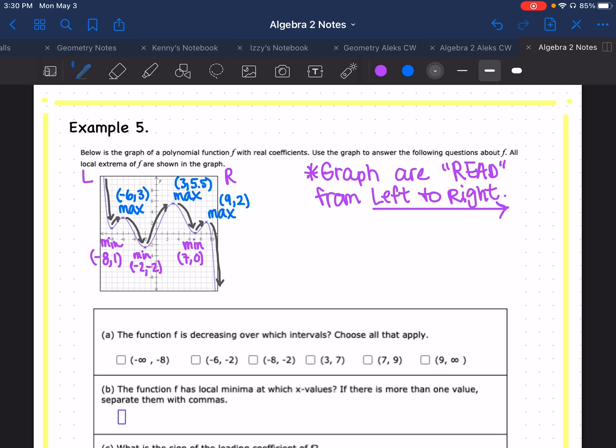Okay, this is infinity over here. Oop. That's not the symbol for infinity. This is the symbol. This one is negative infinity.